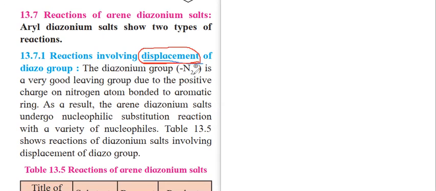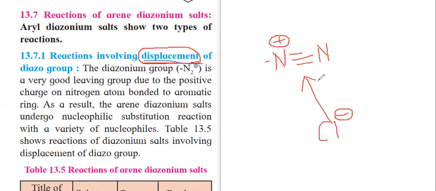The diazonium group means N2 plus ion. I will show you how it is represented: N triple bond N, the group in which one nitrogen has a positive charge. Any anion like Cl minus or OH minus forms an ionic bond with it, therefore it is called a diazonium salt. The diazonium group, N2 plus, is a very good leaving group. Why? Due to the positive charge on one nitrogen atom bonded to the aromatic ring.